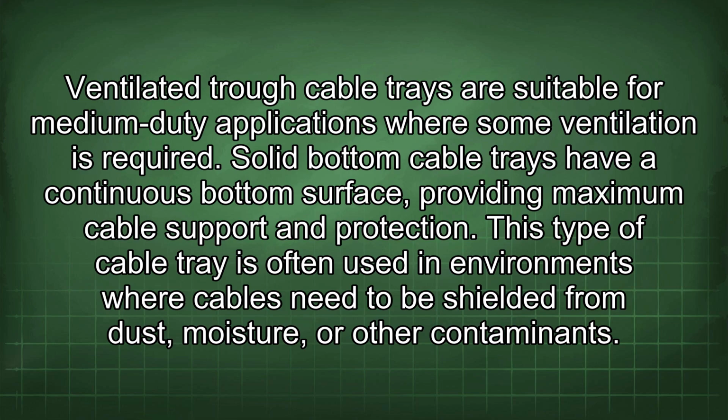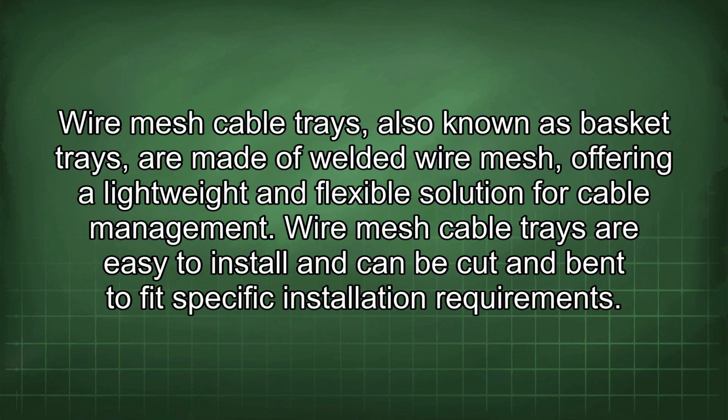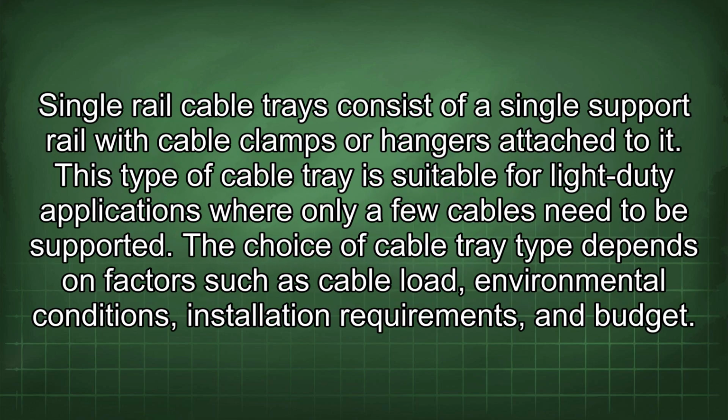other contaminants. Wire mesh cable trays, also known as basket trays, are made of welded wire mesh, offering a lightweight and flexible solution for cable management. Wire mesh cable trays are easy to install and can be cut and bent to fit specific installation requirements. Single rail cable trays consist of a single support rail with cable clumps or hangers attached to it. This type of cable tray is suitable for light-duty applications where only a few cables need to be supported.